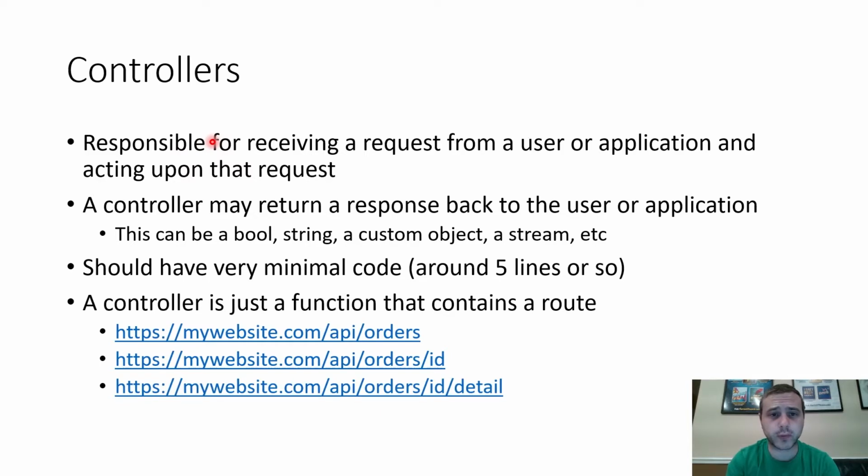We'll go over what requests are in the next video, but just keep that in mind. A controller may return a response back to the user or application. This can be a boolean, a string, a custom object, a stream, or whatever. Think of a controller as having just a bunch of functions within it, and external applications or your website can make requests to these controllers. The controllers act upon these requests, and then they return certain objects.